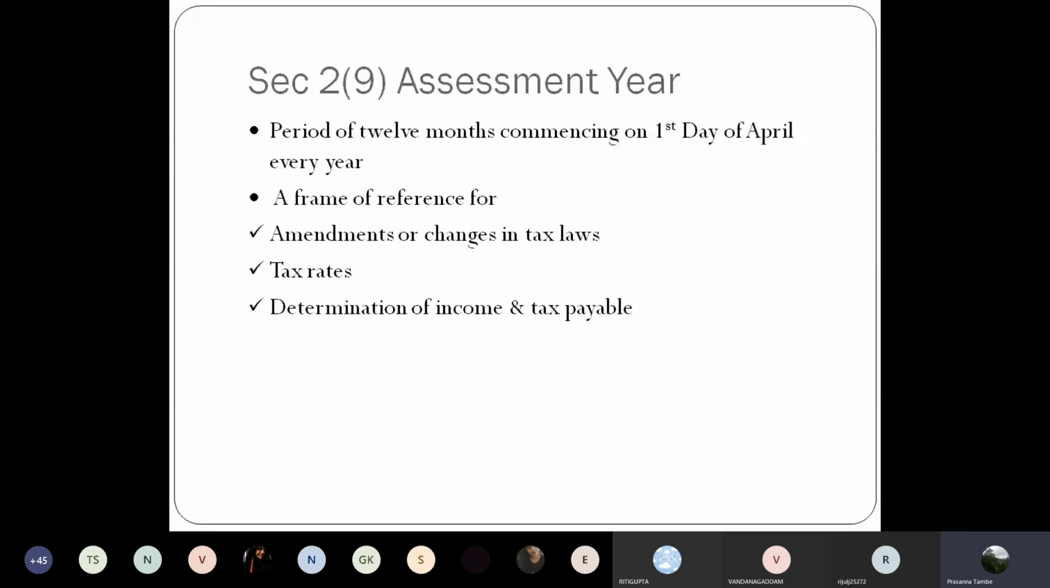Whenever tax rates are notified by the Finance Act or the budget, those are also with reference to a corresponding assessment year. And when you calculate tax liability or when you calculate your taxable income, you have to apply the provisions of corresponding assessment year. Now, apart from assessment year, which is a frame of reference, there is one more frame of reference called previous year, and that we will discuss now in next section.